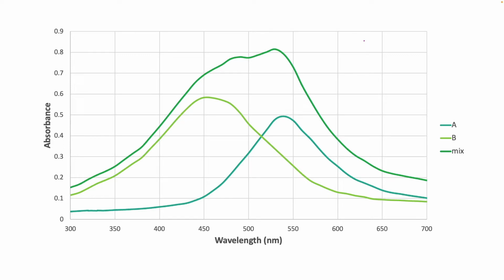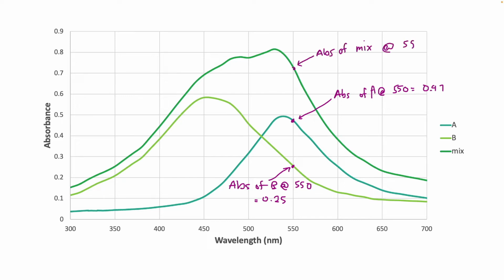So let's just pick a wavelength, and I'm going to pick 550 nanometers. You could do this with anything, but if you look at component A at 550 nanometers, the absorbance of A at that wavelength is about 0.47. I'm kind of estimating on this graph. And if you look at component B, the absorbance of B is going to be about 0.25. So the absorbance of the mixture is basically going to be the sum of those 2 absorbances, which is going to be 0.72. And if you look at what's there, that actually is about 0.72.